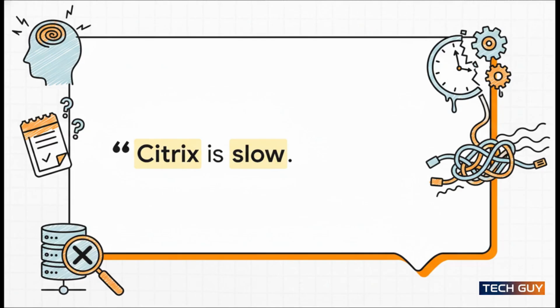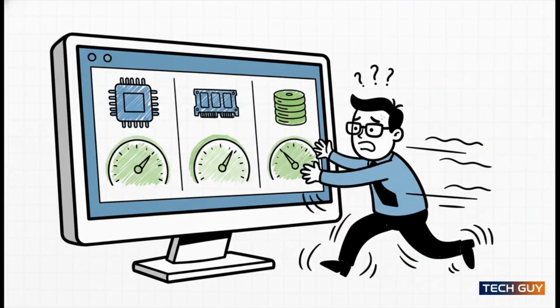They just land in your ticket queue, or maybe you hear them muttered in the hallway. Citrix is slow. No details, no context, just this vague, heavy feeling that your day is about to get a whole lot more complicated. It's pretty much the start of every admin's headache. And what do we do? What's our first instinct? We jump right into action.